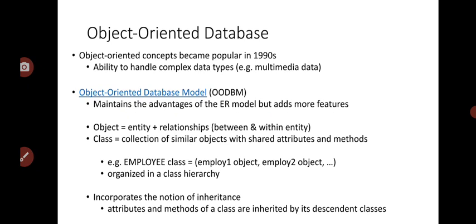A class is a collection of similar objects with shared attributes and methods. For example, employee is the class, employee 1 is object 1, employee 2 is object 2, and so on. We can have many objects. Classes are organized into a class hierarchy, which incorporates the notion of inheritance. Attributes and methods of the class are inherited by its descendant classes.